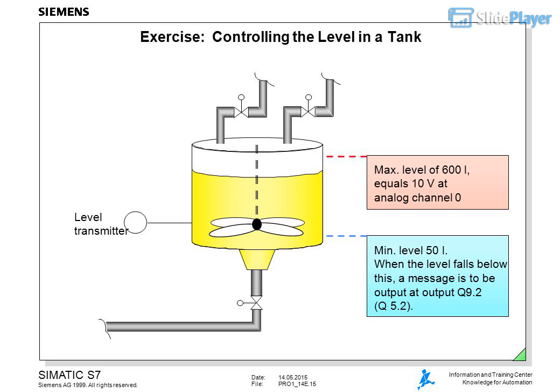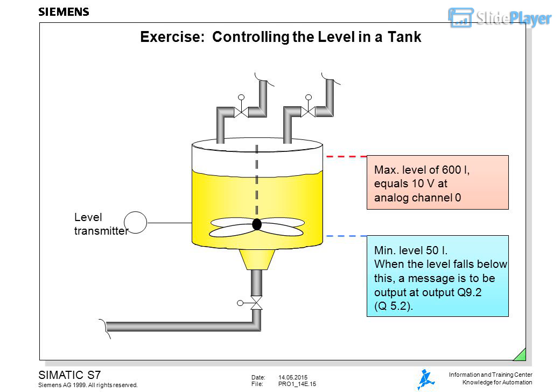Exercise, controlling the level in a tank. Max level of 600 liters equals 10 V at analog channel 0. Level transmitter, minimum level 50 liters. When the level falls below this, a message is to be output at output Q5.2. Task: the tank has a maximum capacity of 600 liters.